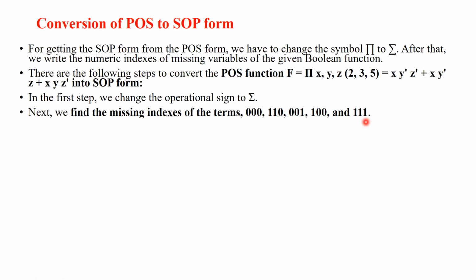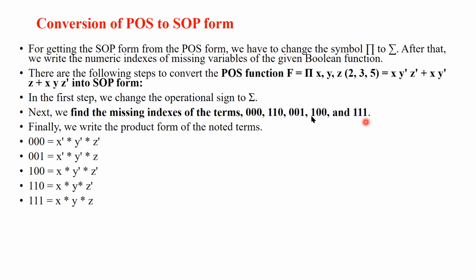Okay, so these are the missing indices in binary form. Once I write this in the binary form, what I will do is I will write the expression.